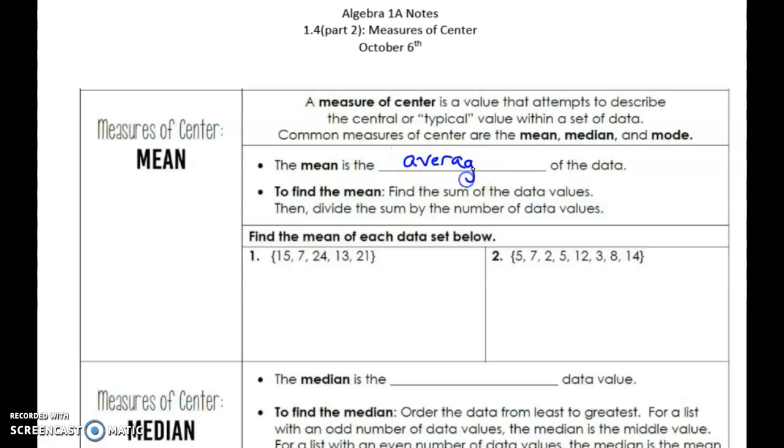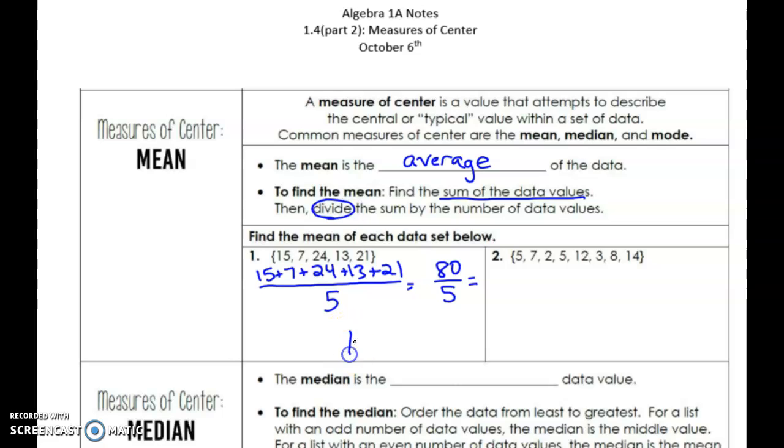So if you think about what was the average points you scored in basketball this year, we can add up the points from all of our games and then divide it by the number of games. So to find the mean, we're going to find the sum of the data and then divide by the number of data values. So for number 1, we're going to add up all of those values, and then we're going to divide by 1, 2, 3, 4, 5. So we end up adding up all the top numbers and we get 80. 80 divided by 5 would be 16.